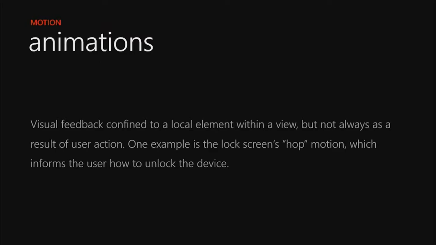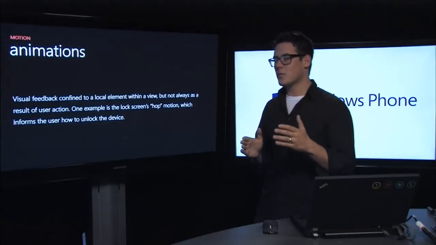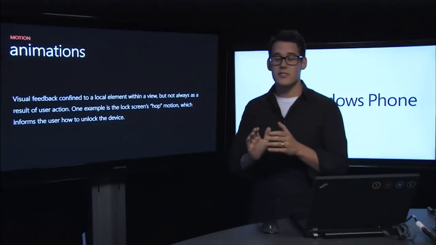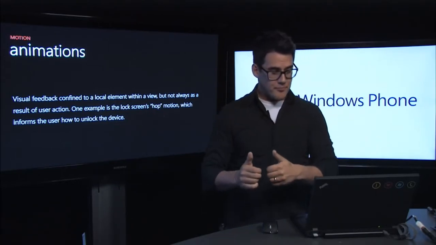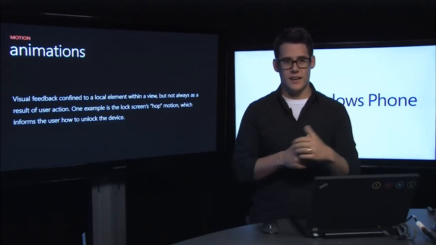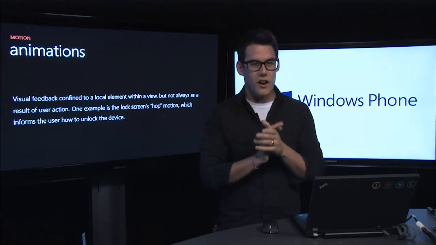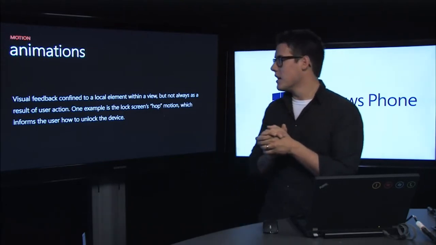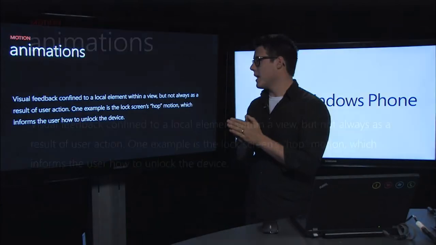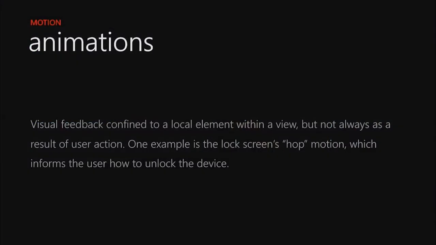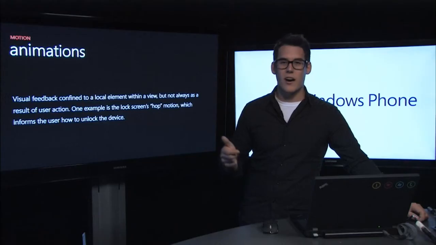Now, in the last couple of slides, we were covering transitions. And transitions are basically animations that go from one page to the next. But what about other animations that aren't just transitions in between pages? So animations, visual feedback combined to a local element within a view, but not always as a result of a user action. Mostly, this either has to be based on a user action or data on your screen changing, right? One example is the lock screen's hop motion, which informs the user how to unlock.